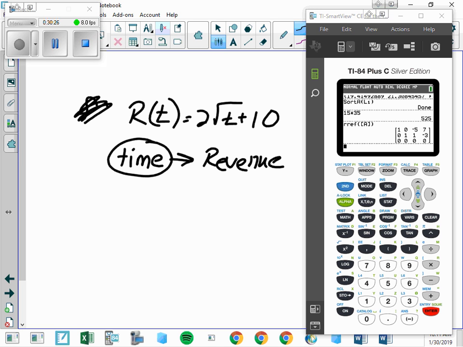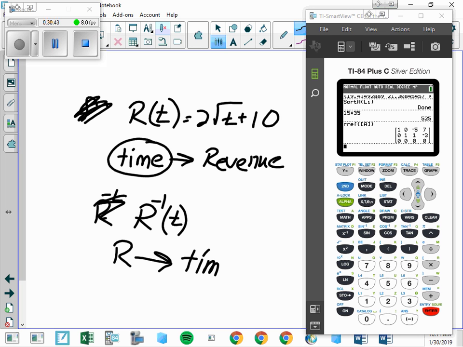The inverse function, R inverse, is just backwards. Revenue gets turned into time. So the input is, if the company has made a specific amount of revenue, then how long did it take to get there? So revenue is the input and time is the output. Does that make sense? Okay.